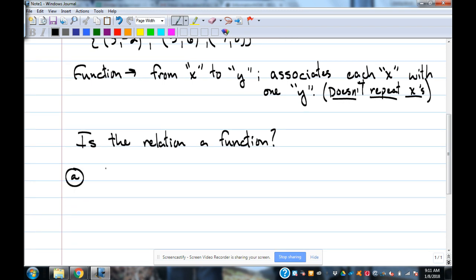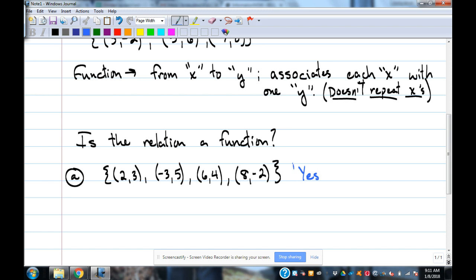Example A. There's a relation: 2, 3. It's the first ordered pair. -3, 5. 6, 4. 8, -2. So expressing this relation as a set of ordered pairs, which is one of the various ways that we can express a relation. We want to decide, is this relation a function? So what do we look for? Repeated x's. Are there any x values that are repeated? No. So yes, it is a function.